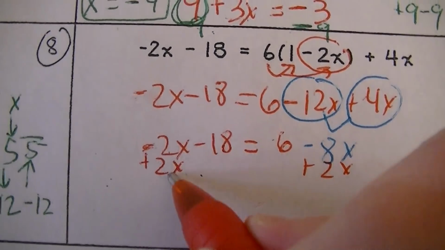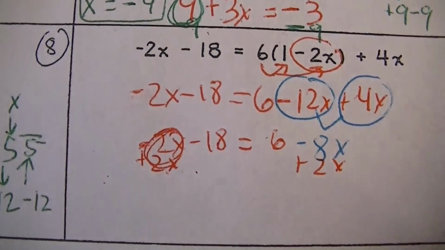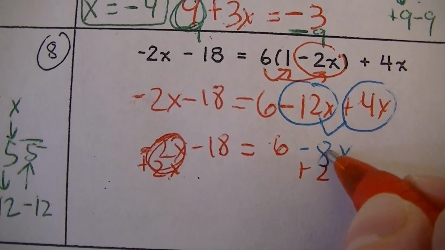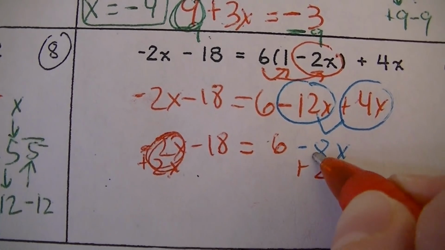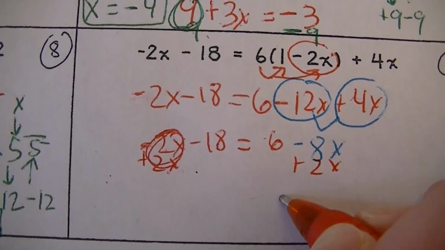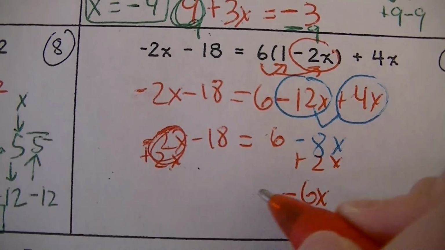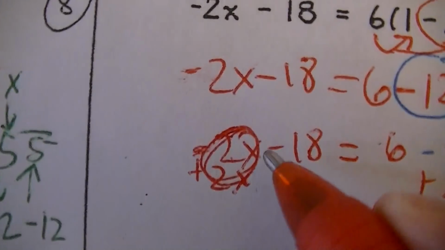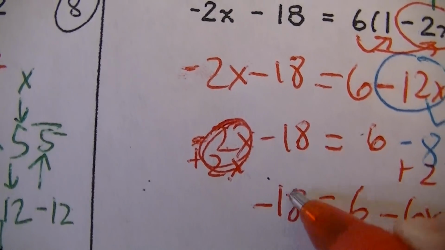Negative 2x plus 2x is 0. Negative 8x. So you're underwater 8, and then you're going to go up 2. So negative 8x plus 2x is negative 6x. Now bring everything down, just like you see it. Please look, that's a negative 18 you're going to bring down, okay?